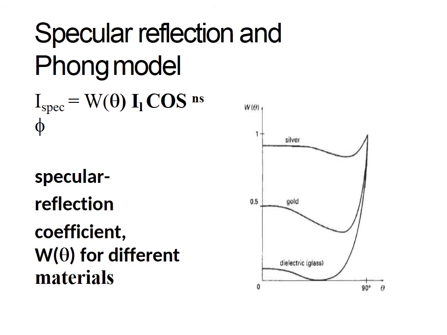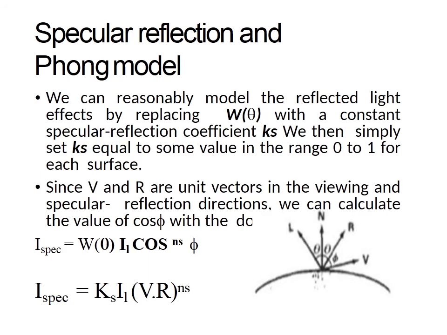Since V and R are unit vectors in the viewing and specular reflection directions, we can calculate the value of cos φ with V·R. We can reasonably model the reflected light effects by replacing W(θ) with the constant specular reflection coefficient Ks. We then simply set Ks equal to some value in the range 0 to 1 for each surface.